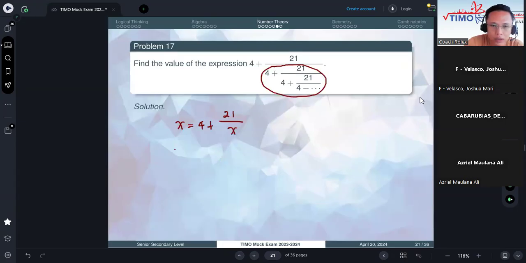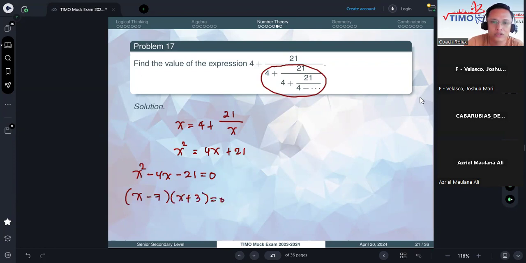So from here, we will have x squared is equal to 4x plus 21. Rearranging, we will have x squared minus 4x minus 21 is equal to 0. So (x minus 7)(x plus 3) is equal to 0. So you will have two values: x is equal to 7 and x is equal to negative 3. Again, as you can see, this is greater than 0, so we will take only x is equal to 7.